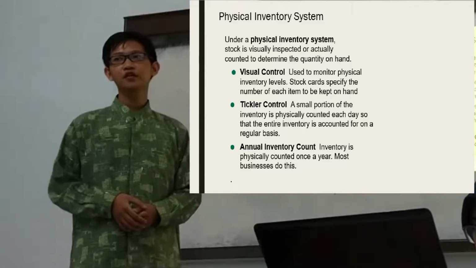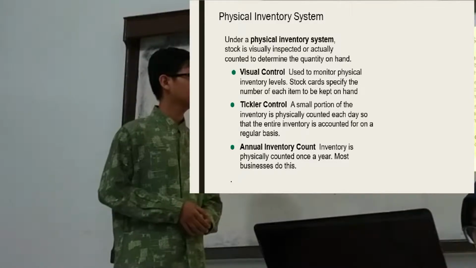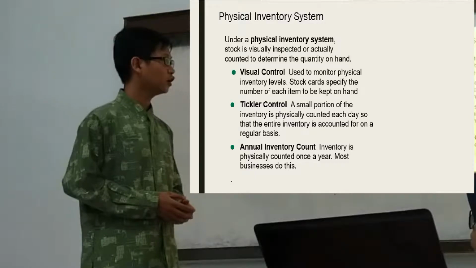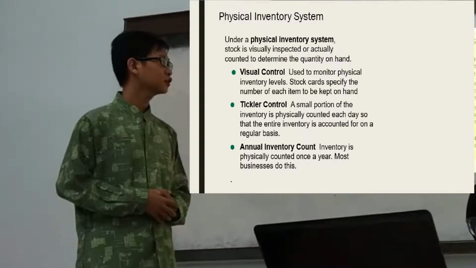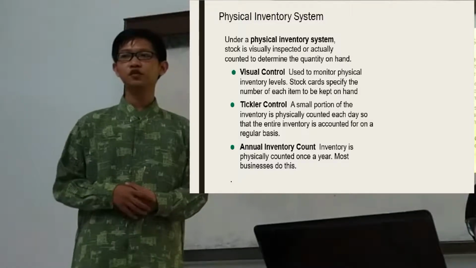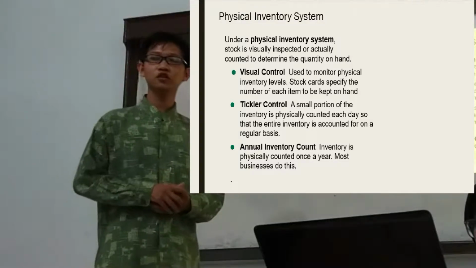So we control maybe once a year, or maybe every 3 months, or every 6 months. You choose the most good time to check your inventory, to control your inventory.